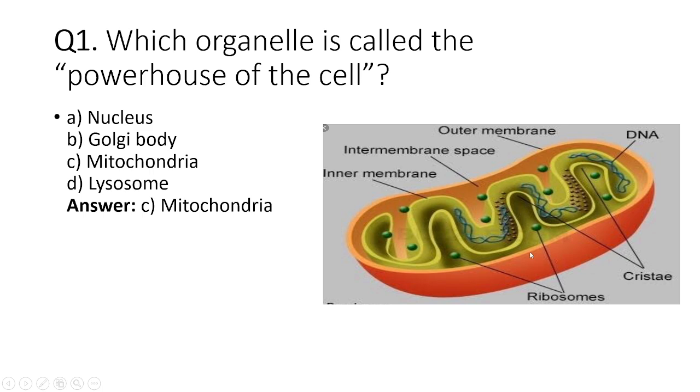Mitochondria is known as the powerhouse of the cell because it can extract energy from food particles. It releases energy in the form of ATP. ATP is nothing but adenosine triphosphate.